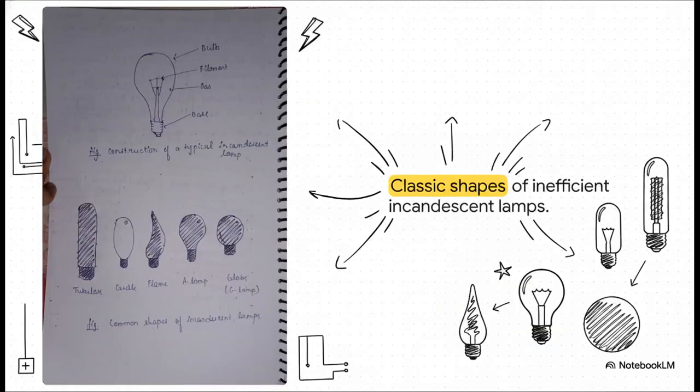But hey, before we completely throw out the old tech, we really have to appreciate the classic shapes of those old incandescent lamps: tubular, candle, flame, and globe. Even though the internal tech, a tungsten filament heating up inside an argon-filled glass envelope, is super inefficient by today's standards, those physical shapes were just so perfectly designed for ambiance and aesthetics. So much so that modern LEDs still constantly mimic these exact same profiles.